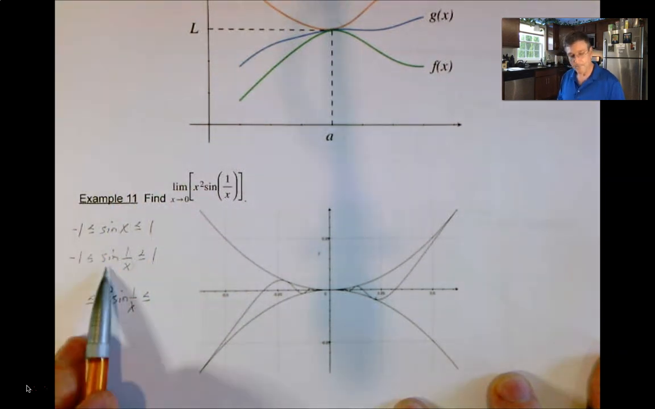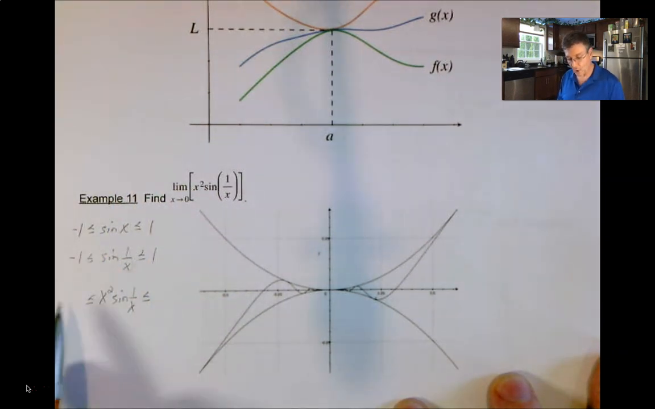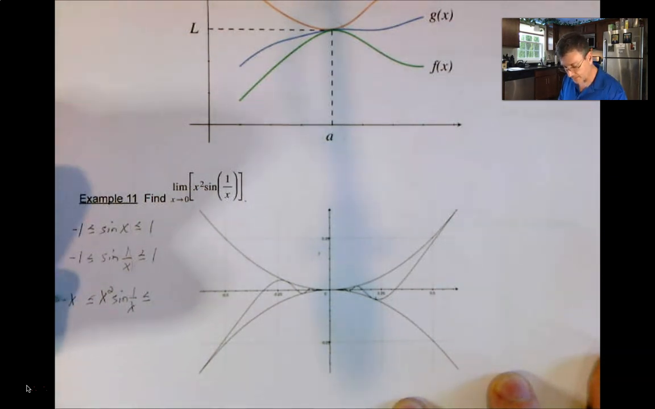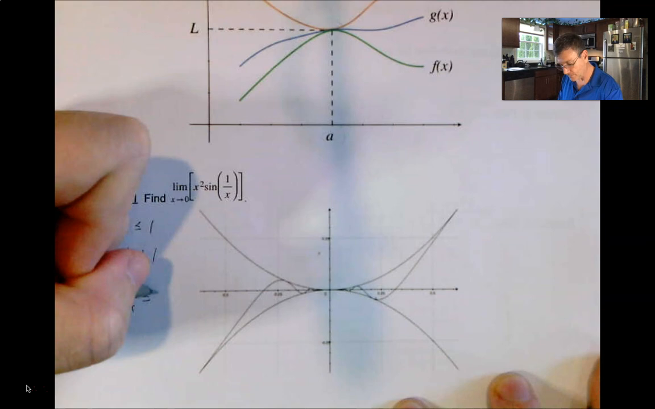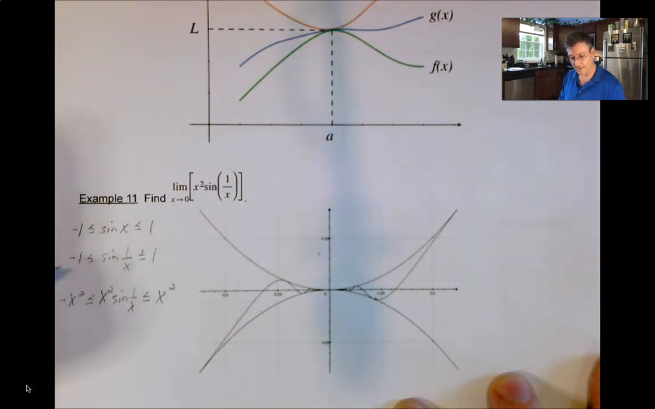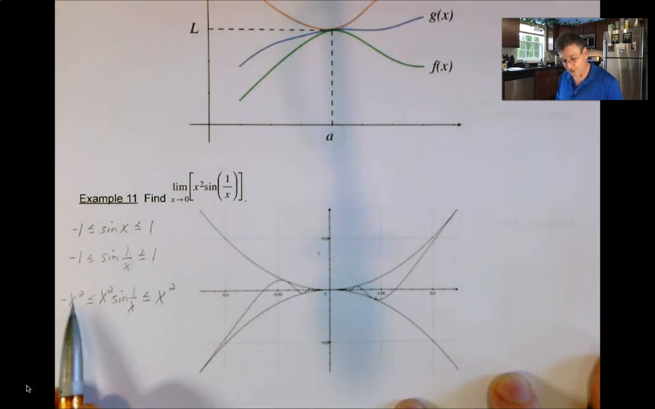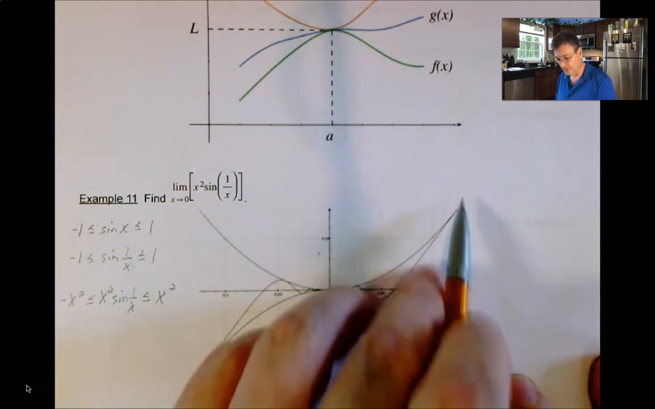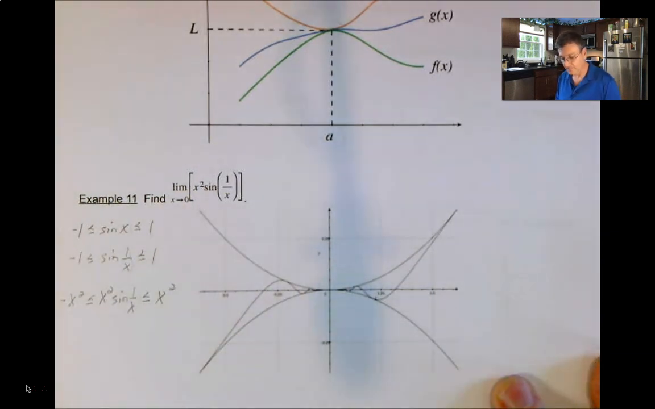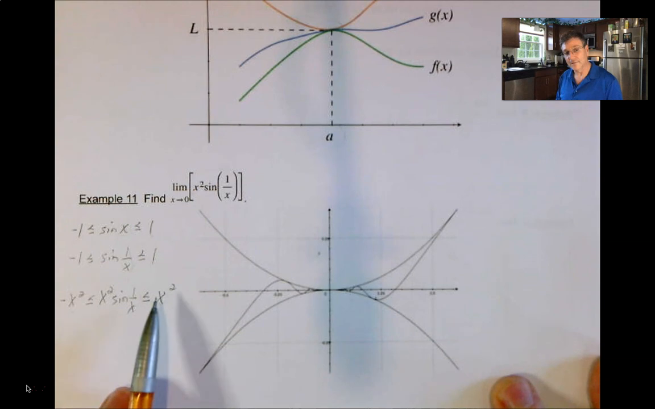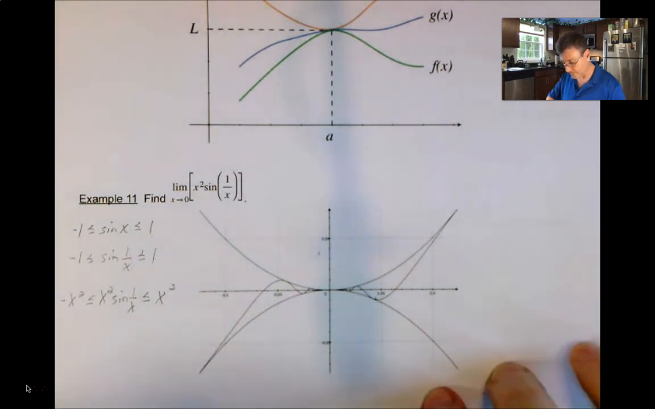If I'm going to multiply the middle by x squared, I have to multiply all three sides by x squared. So this is negative x squared. This is positive x squared, right? Negative 1 times x squared is negative x squared. Positive 1 times x squared is x squared. And these are the two functions that this function is sandwiched between. This is the negative x squared function. This is the positive x squared function. I can take the limit of the left function and the right function.